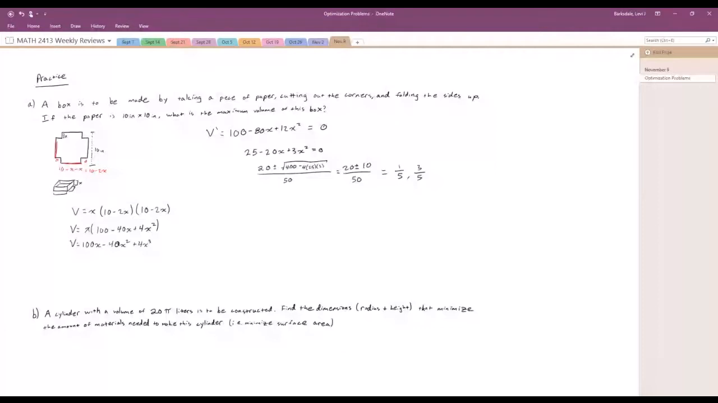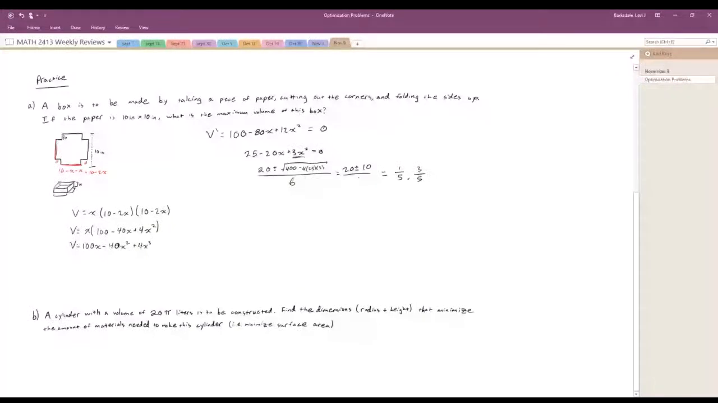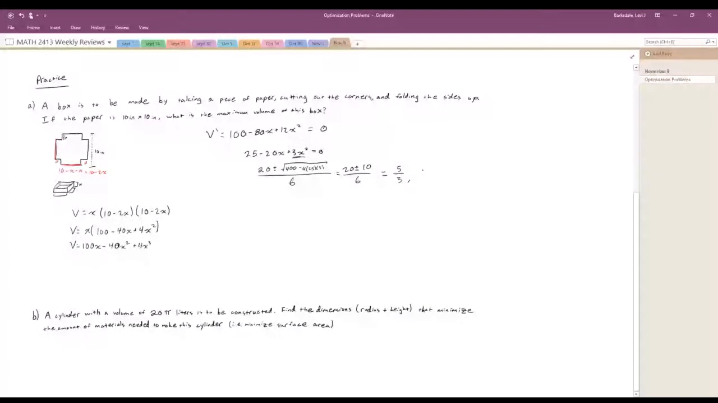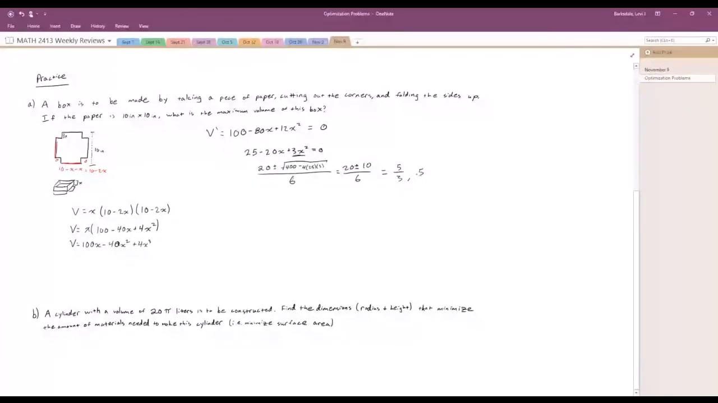And, oh dear, I flipped this around. This should be over 6, not over 50, because my a value has my x squared term, so that should still be over 6. So that would give me 10 over 6, which is 5 over 3, and also 30 over 6, which is just 5. And these are my critical points.